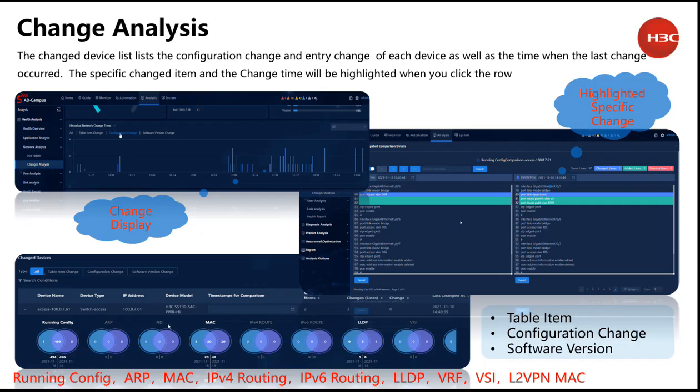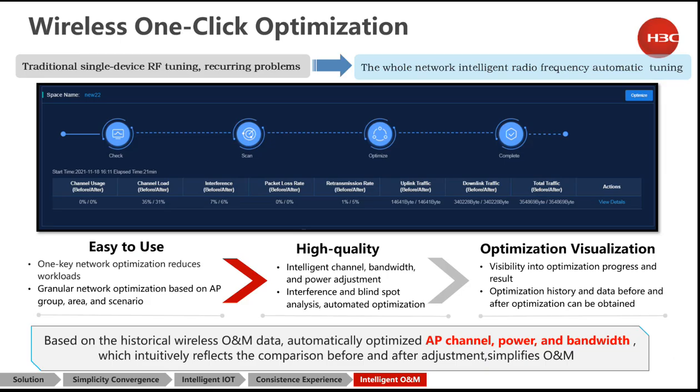Another very, very cool feature, and I think this is a massive one for our partners, is our change analysis. What change analysis allows you to do is compare the running config of a device versus a saved config or a baseline config. Also, it allows you to see who made the change, what change they made, and what the effects of that change. We got the wireless one-click optimization functionality, and this is an absolutely amazing function built into AD Campus.